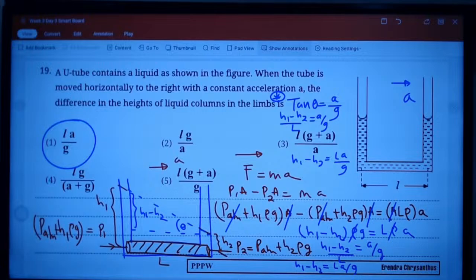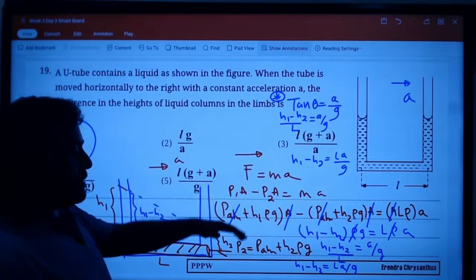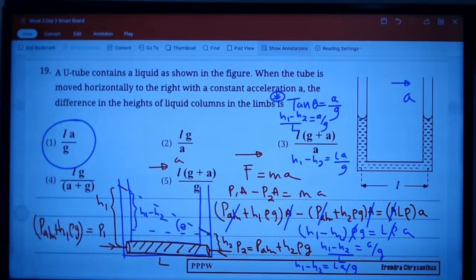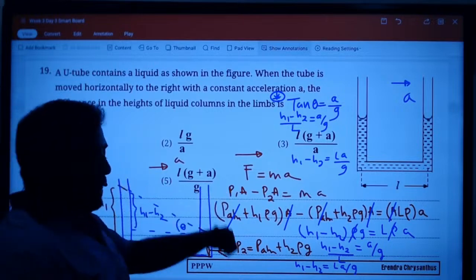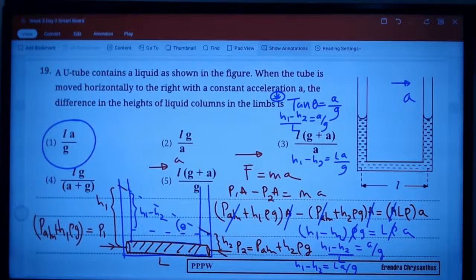That is what I understand. When the flat bottom U tube is accelerating horizontally, the mass also will accelerate in the horizontal direction.